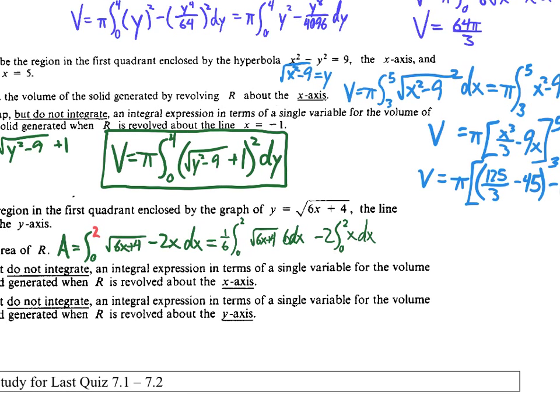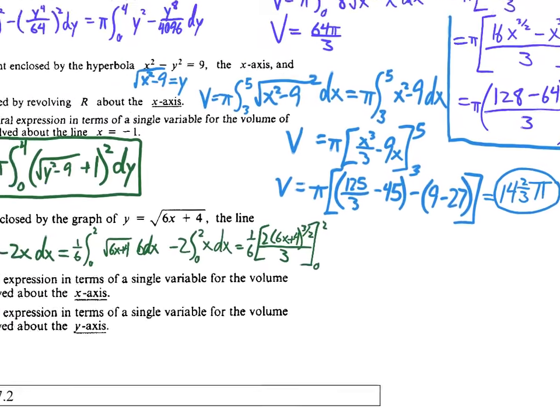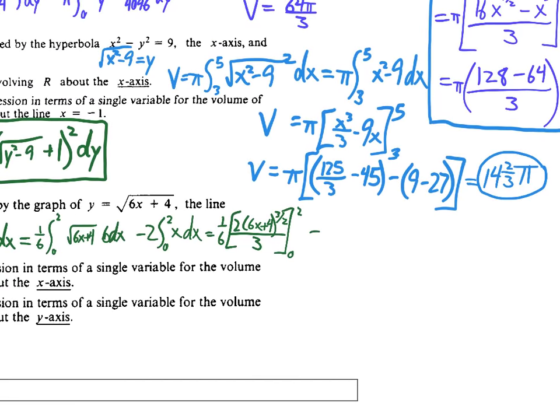All right, so now that I have the integral of the square root of u du, the integral of the square root is u to the 3/2 times 2/3. So I have 1/6 times the (6x plus 4) to the 3/2 power times 2/3, and that's going to be evaluated from 0 to 2, minus x squared... minus 2x evaluated from 0 to 2.